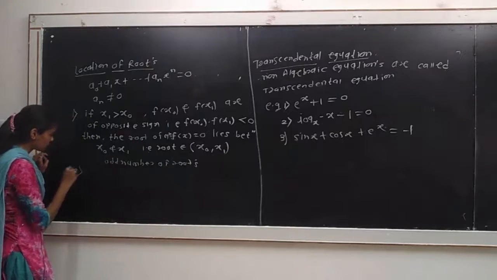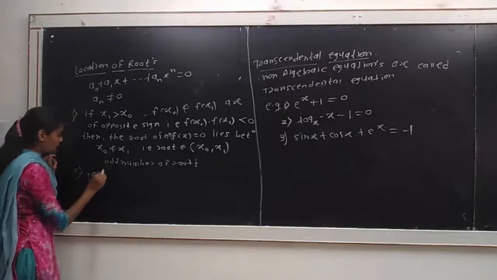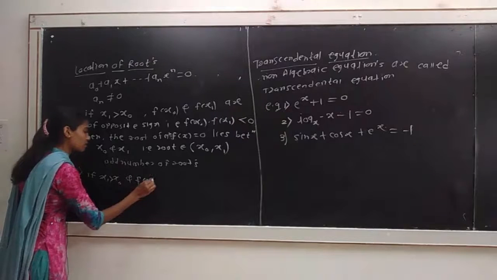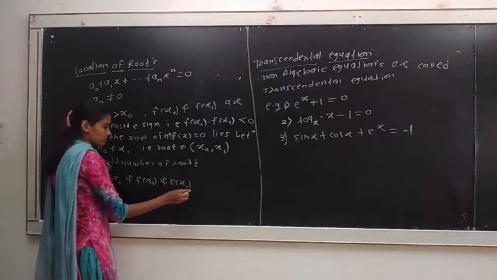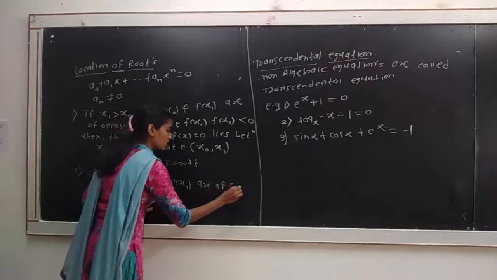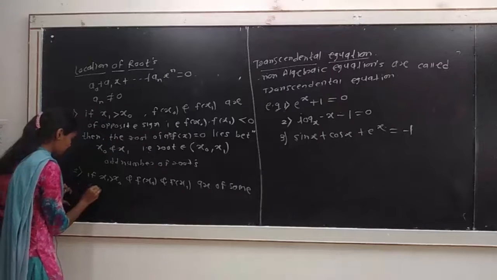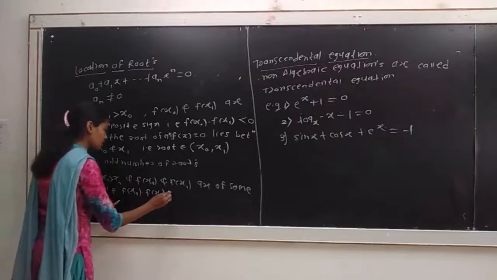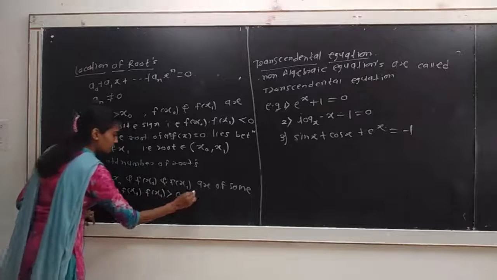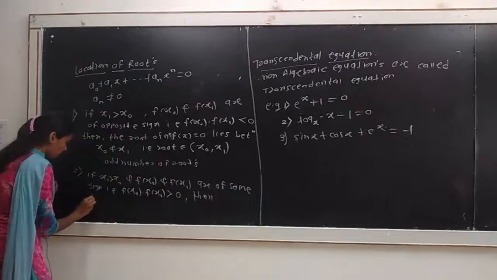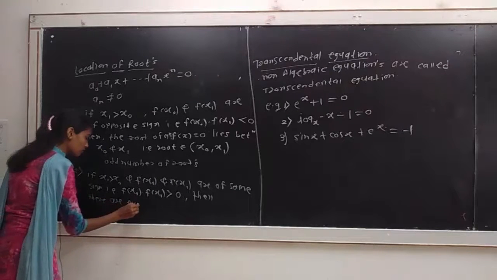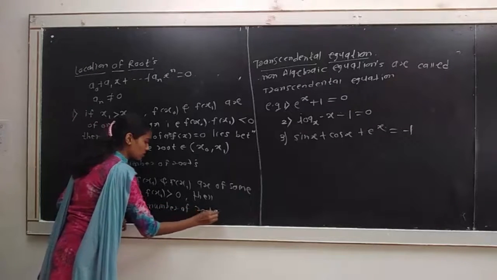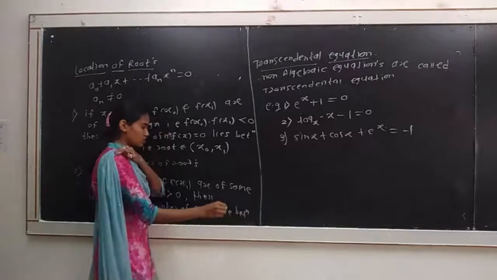Then we see the next rule, that is, if x1 is greater than x0 and f of x0 and f of x1 are of same sign, that is, the product of f of x0 and f of x1 is greater than 0, then there are an even number of roots lying between x0 and x1.